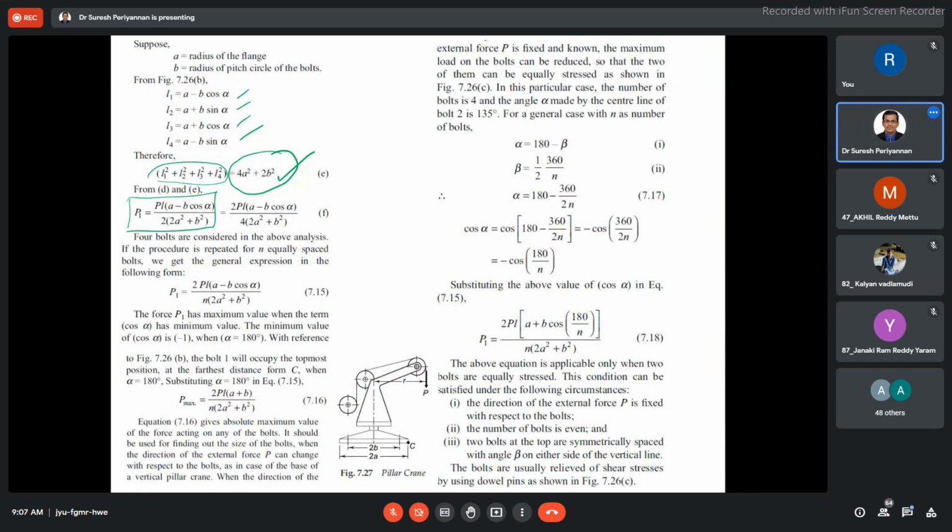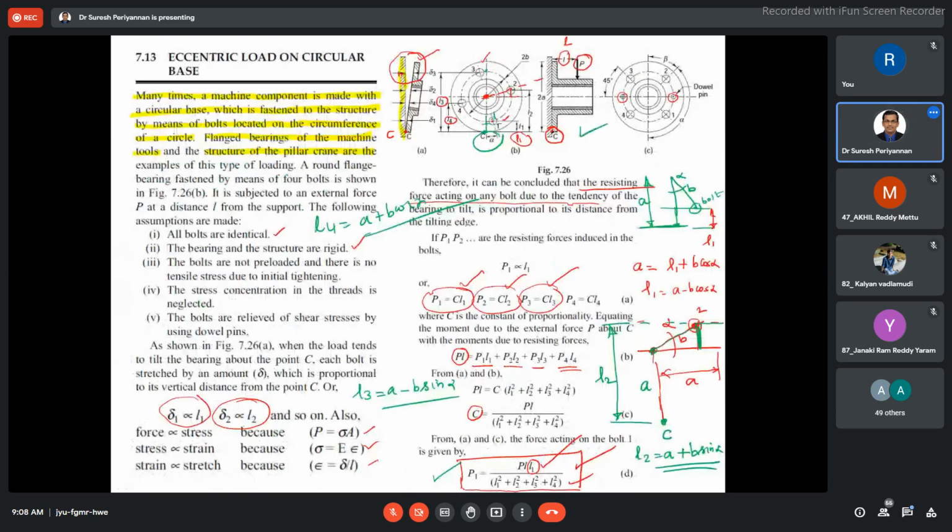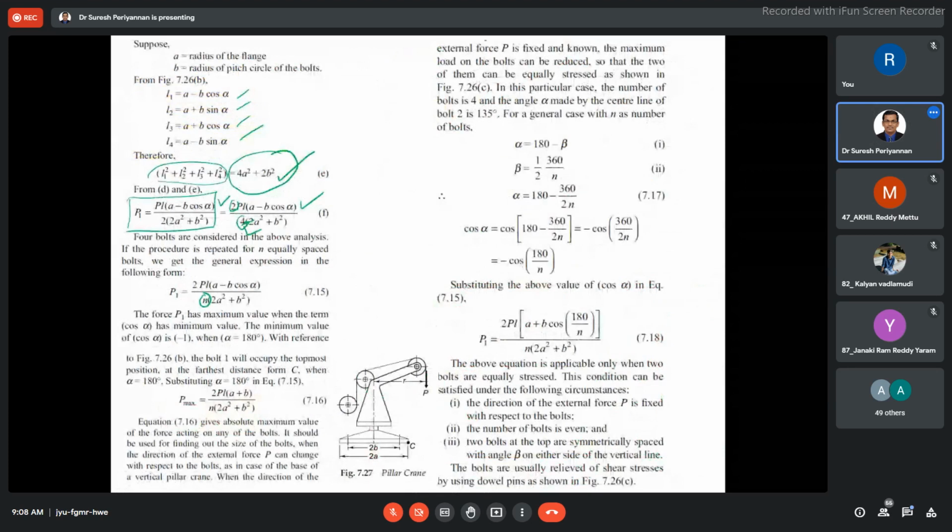Now, in this case, I'm not changing the value of the equation, I'm just modifying the equation. I'm introducing numerator 2 and denominator 2. Now this is the same equation. When you put 2 in the numerator and denominator, it will become a 4. The 4 is representing the number of bolts used in the flange, in the circular base. Now I am considering this as N. N is nothing but the number of bolts.